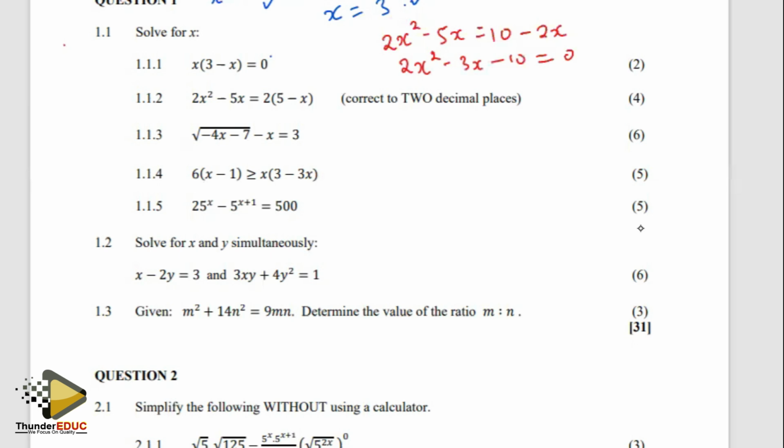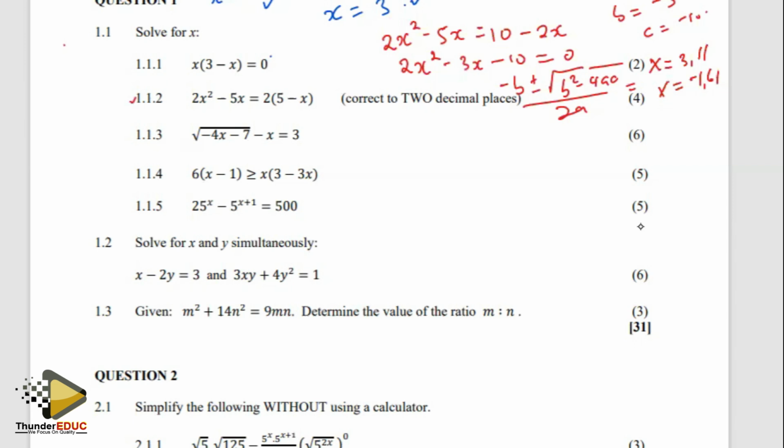Then from there, we know that our a is 2, our b is negative 3, then our c is negative 10. So if we punch this into the quadratic formula, which is negative b plus or minus the square root of b squared minus 4ac, divided by 2a, and substitute those numbers, I'm getting my x values to be 3,11. And then the other x value is negative 1,61. So that would have been my approach for question 1.1.2.